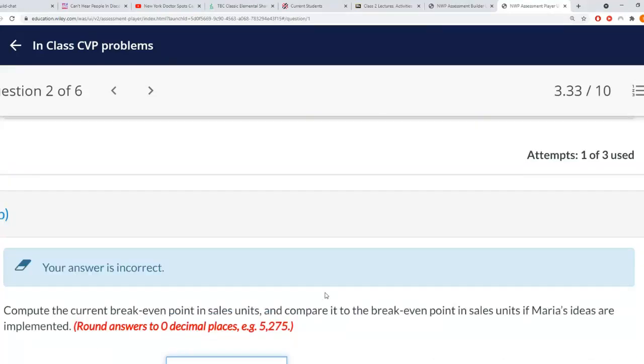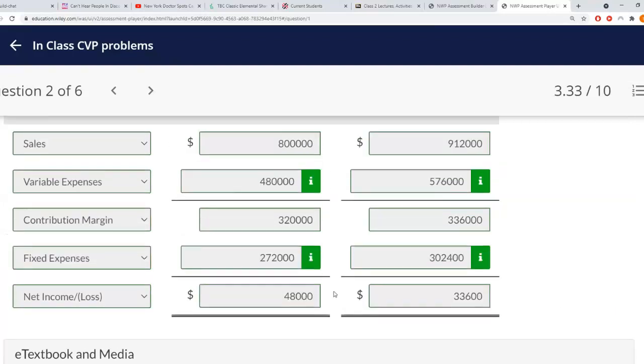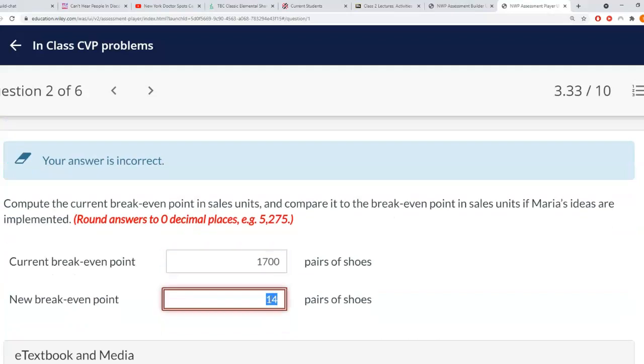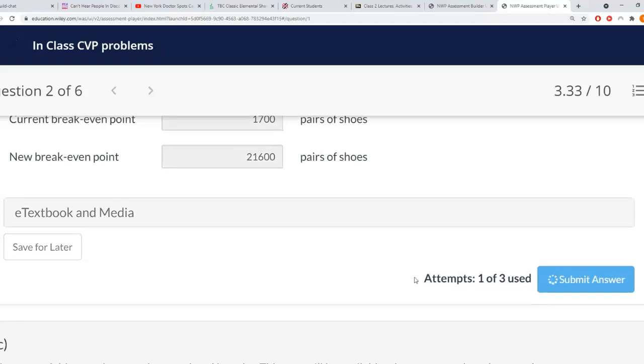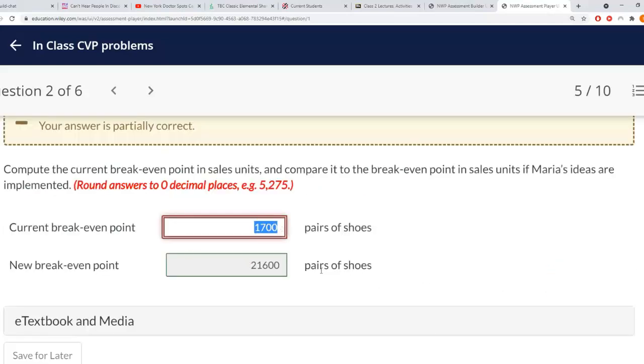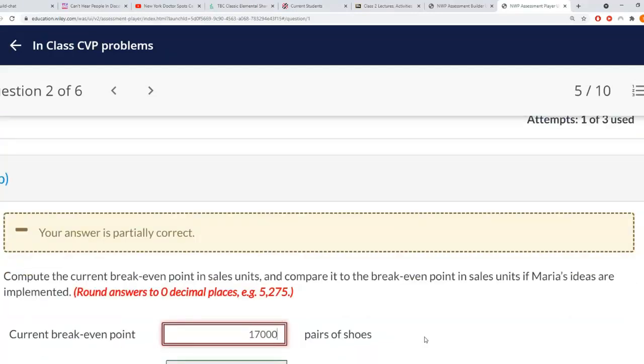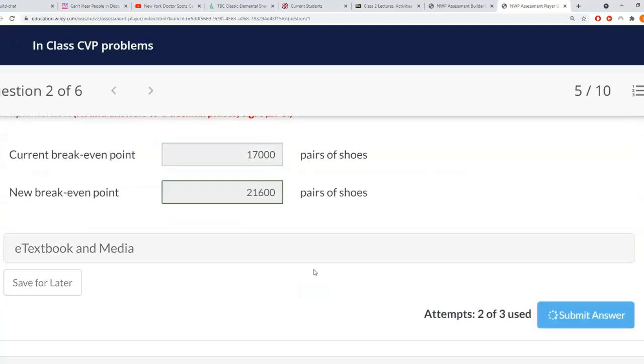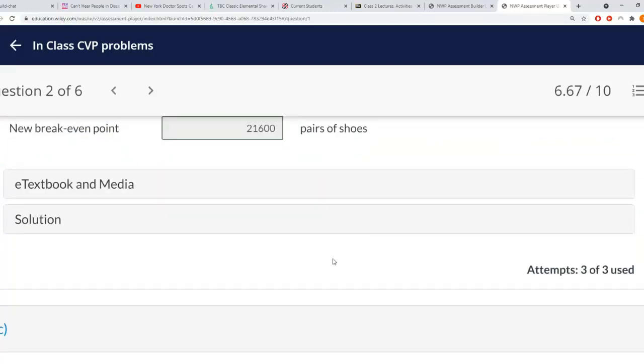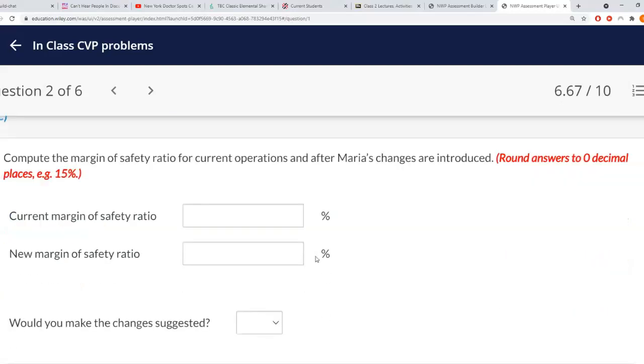Yeah, I was just looking at the contribution margin. And now the contribution margin for the current, you said was 14? Well, then divide that into the fixed expenses to get the break even. 21,600. Okay. Now let's see if Mr. Wiley agrees. 17,000, not 1,700, right? Yes, okay.